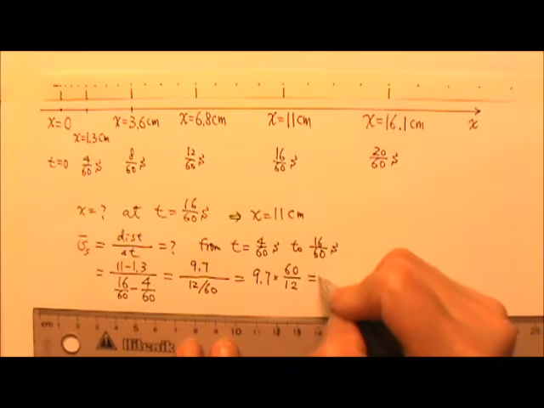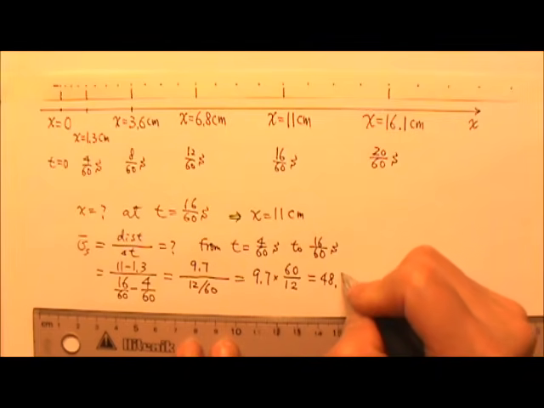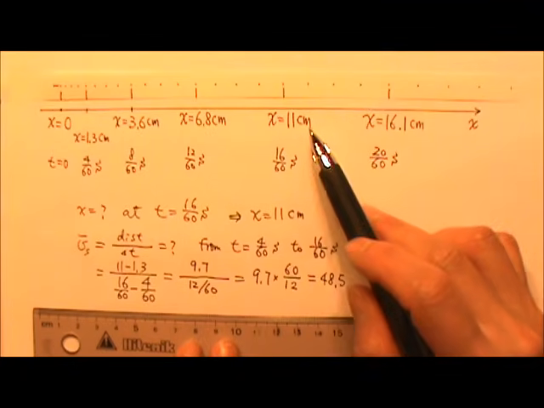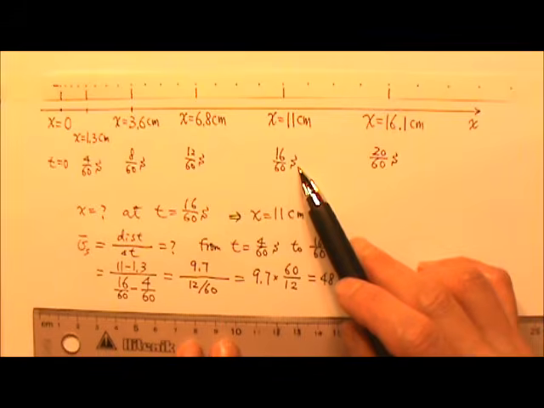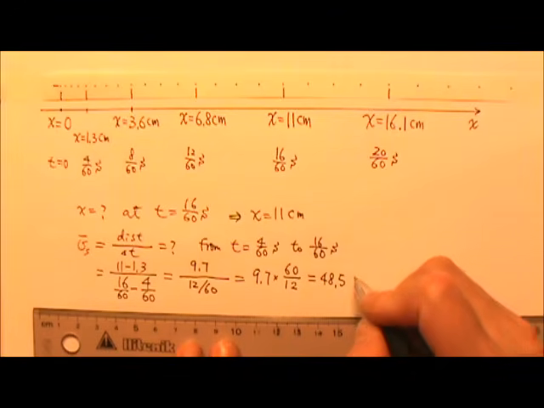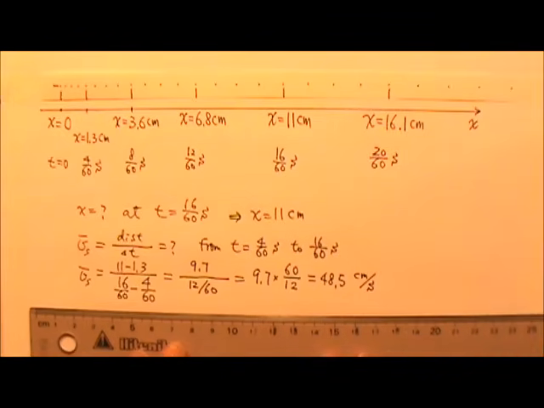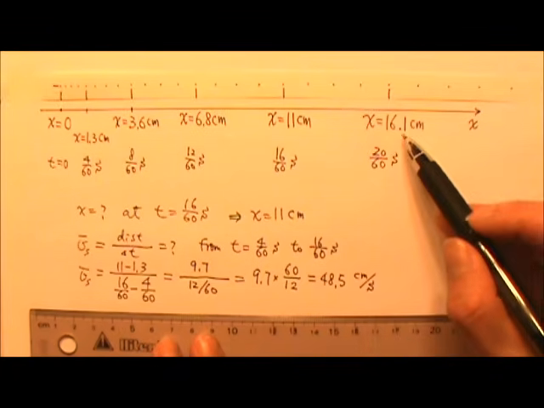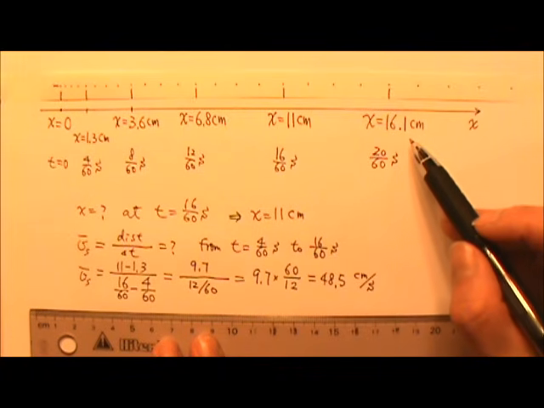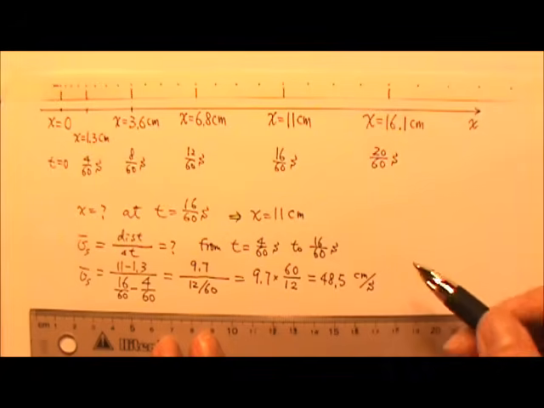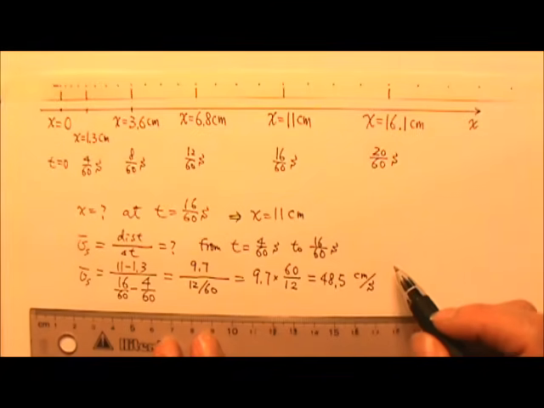So this gives you 48.5. And what do you think the unit is? Since we used centimeters for the distance, seconds for the time, this is going to be centimeters per second. So that's the average speed. Average velocity will be the same amount. Now, of course, our distance, the standard unit is meters. But for this scale, centimeters is convenient. So it's perfectly fine to use centimeters.